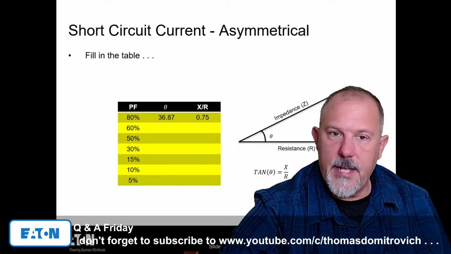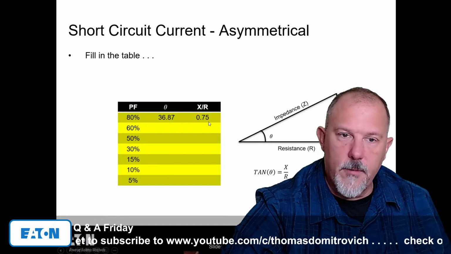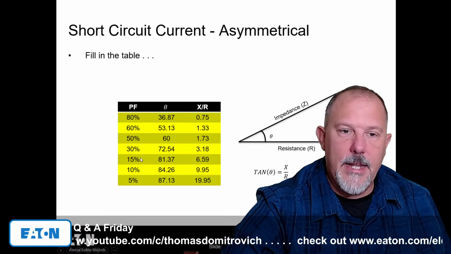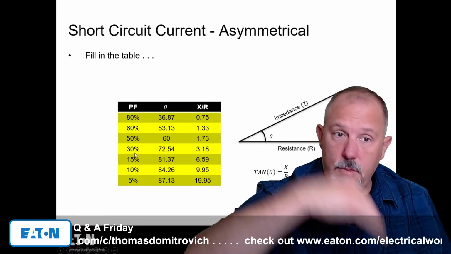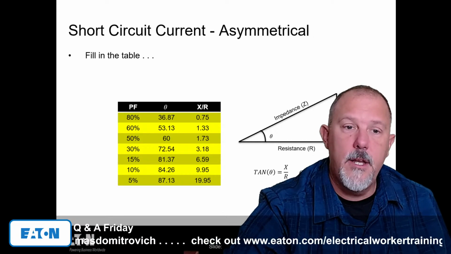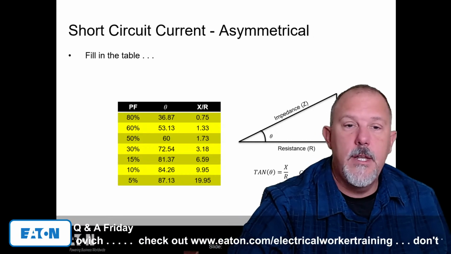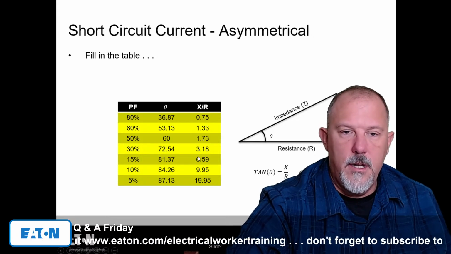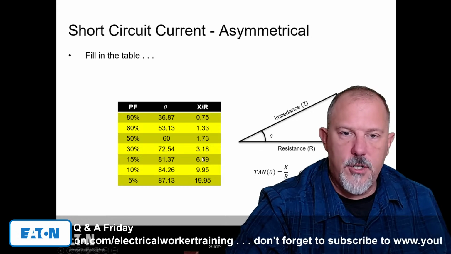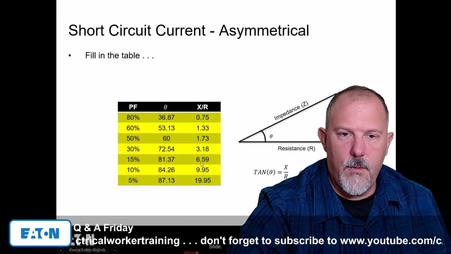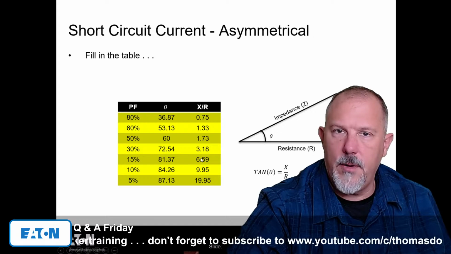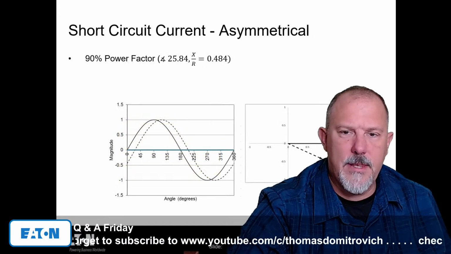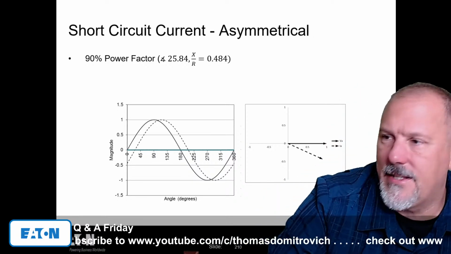So this table gives us the X to R ratio for 80% all the way down to 5%. And it's when the power factor goes too low. And I think that's what you were talking about, when you have such a low power factor. And I believe it's right around an X to R ratio of 6 or better. Right, 6 or less is where we cap out. I'm almost positive.